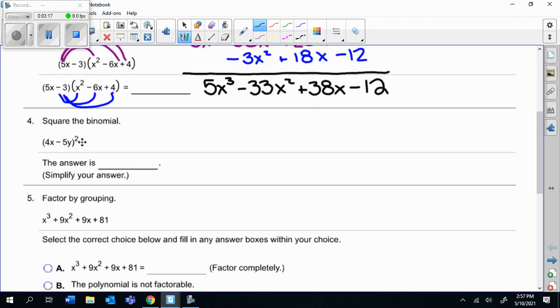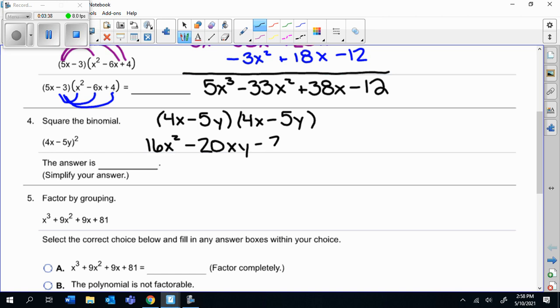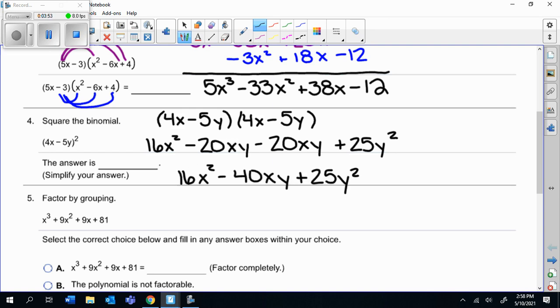If you're asked to square a binomial, you've done your fair share of squaring, factoring, things like that by now. You want to make sure you write it out, otherwise many students miss that middle term. So then it's 16x squared minus 20xy minus 20xy plus 25y squared. And we can gather those like terms for the middle. And we're done.